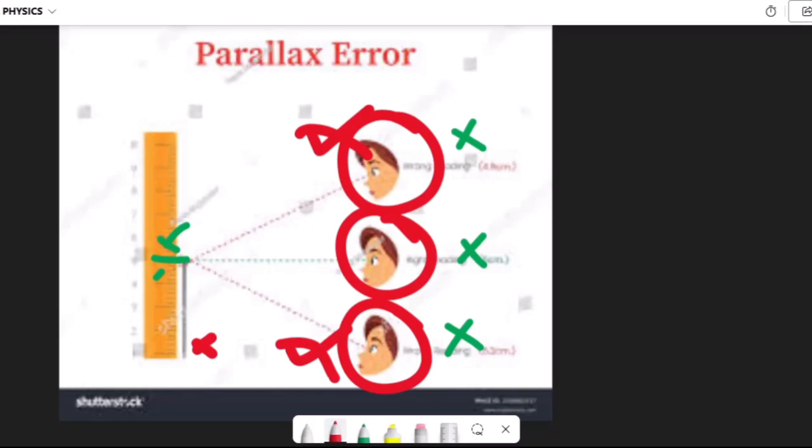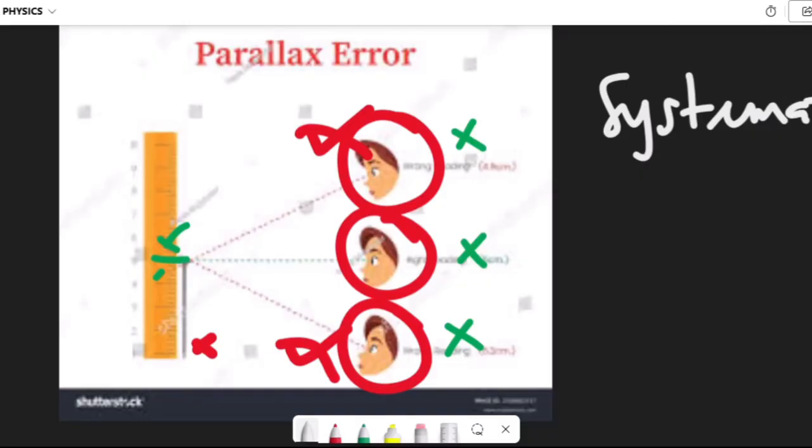So these are the two major kinds of error we have in physics, which are called the systematic error and the random error.